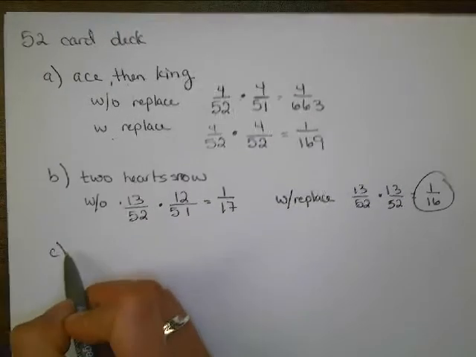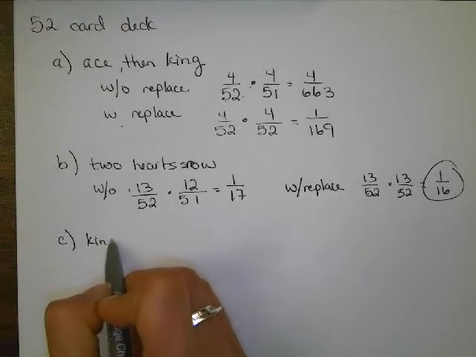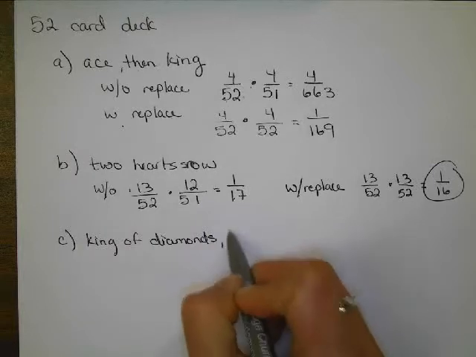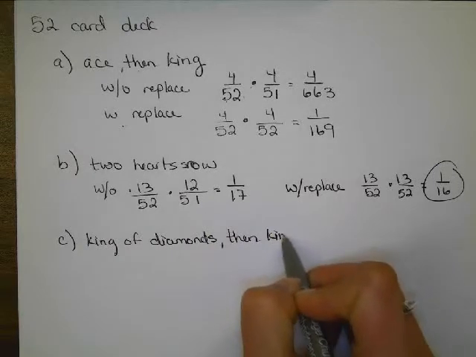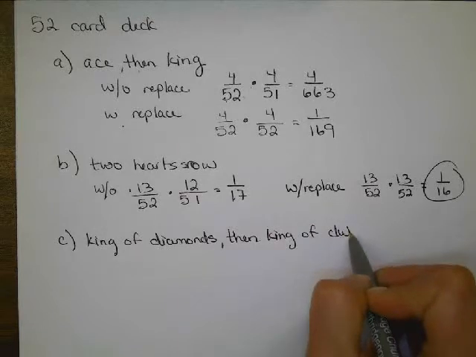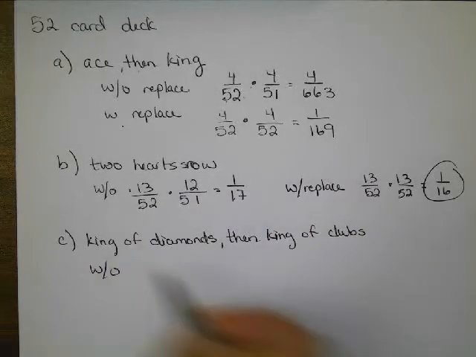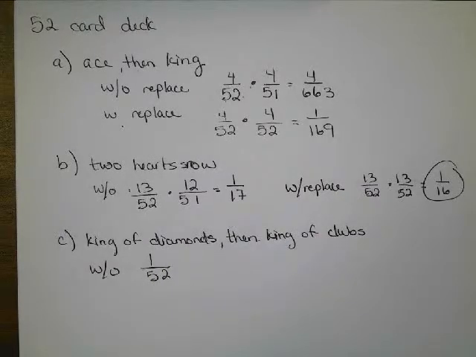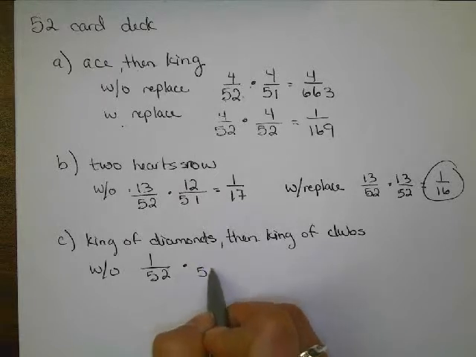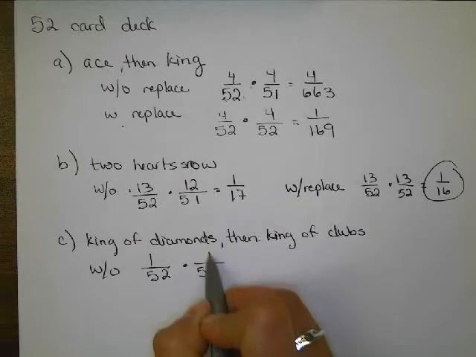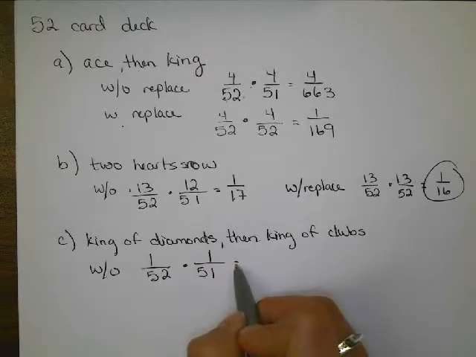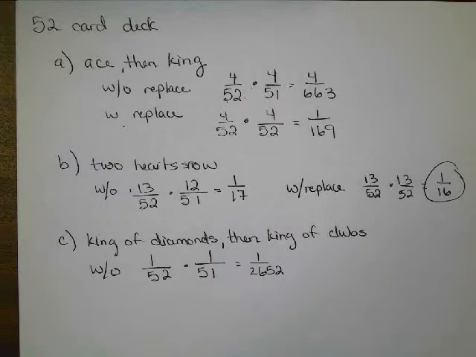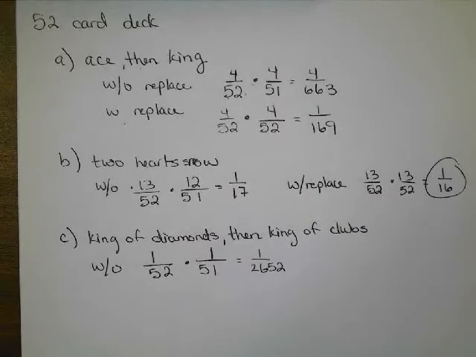Let's do another one. Let's say we want the probability of getting a king of diamonds and then a king of clubs. Well, without replacement, there's only 1 king of diamonds in the whole deck. So that's 1 out of 52. But now, since I took out that king of diamonds, there are only 51 cards in the deck, and there's only 1 king of clubs. So that gives me 1 out of 2,652. So I have a chance, but it's a pretty small chance.